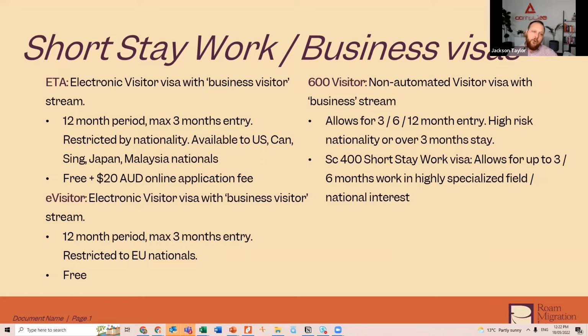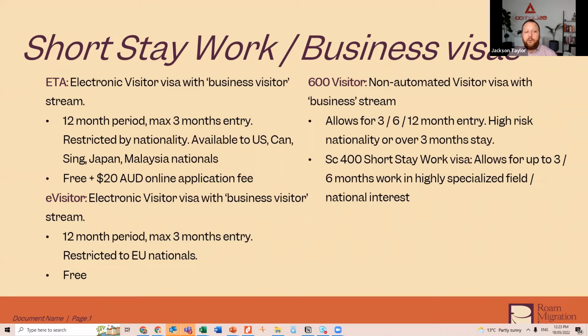And essentially what they've got at this point is the ETA is for low-risk nationals, including US, Canada, Singapore, Japan, Malaysia, South Korea as well. And it is an online electronic visa that's granted normally in the space of about 48 hours, but it can be a bit longer. And all 3 of these visas have at least 2 streams: your standard visitor stream, which is for tourists, and your business visitor stream. And the business visitor stream is for people who are coming out to do business activities, okay, as distinct from work. And we'll look at that in a moment.